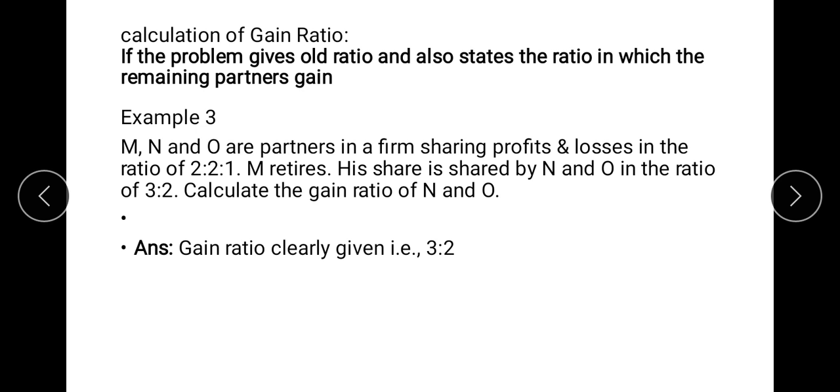If the problem gives old ratio and also states the ratio in which the remaining partners gain. M, N and O are partners in a firm sharing profits and losses in the ratio of 2:2:1. M retires. His share is shared by N and O in the ratio of 3:2. Calculate the gain ratio of N and O. Gain ratio is clearly given as 3:2. So you need not calculate any more.